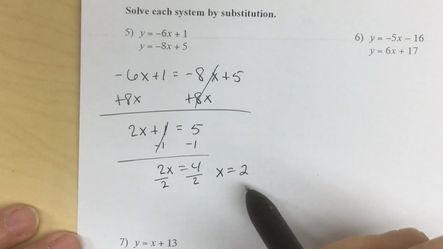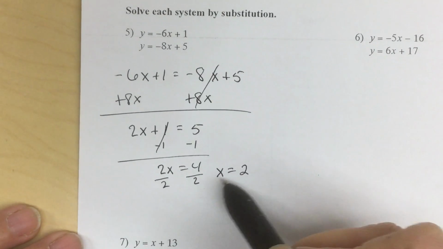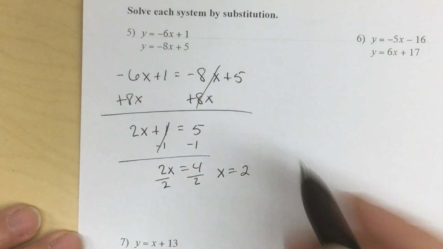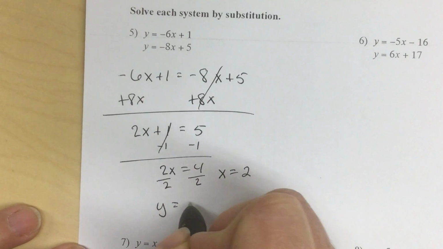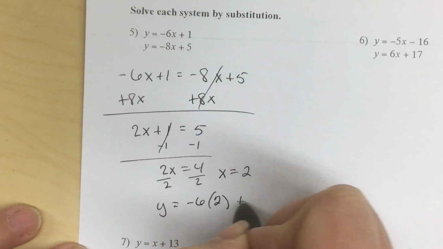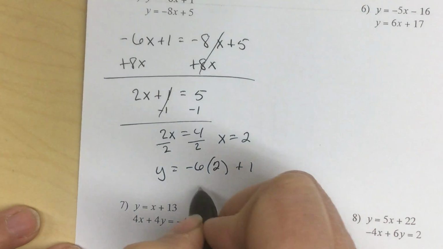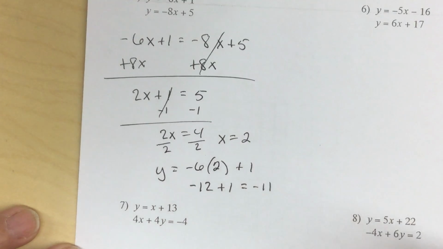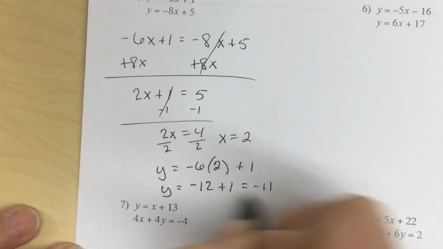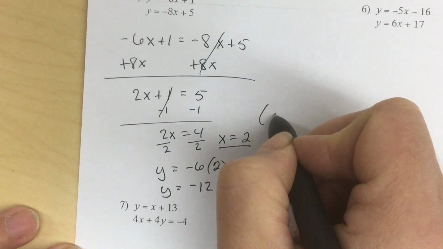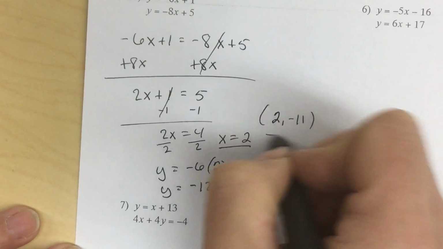Now, once you have one of the letters, in this case x, you can plug that back in to find the other letter. So y is equal to negative 6 times x, which we know is 2, and then plus 1. So that is negative 12 plus 1, which is negative 11. So y is negative 11 and x is 2. So that means your ordered pair is 2, negative 11.